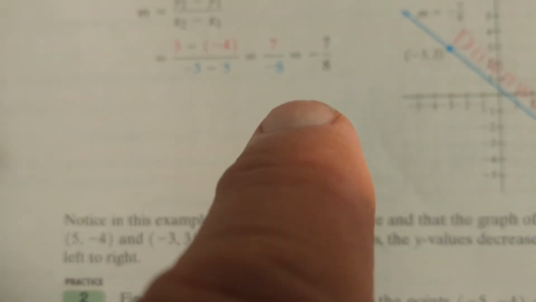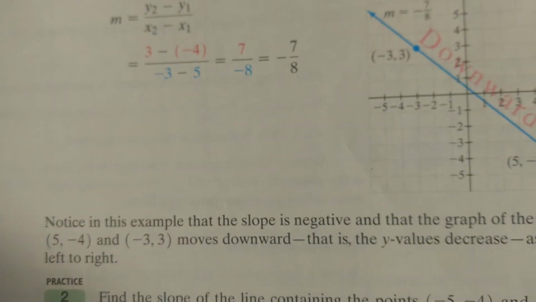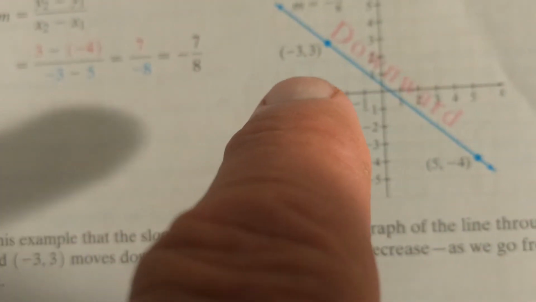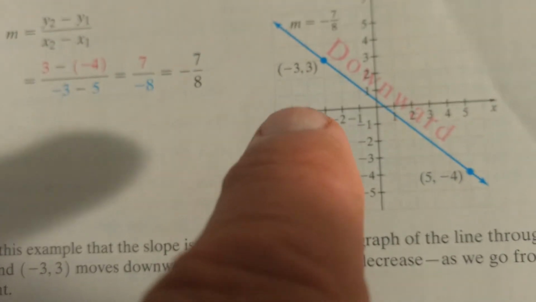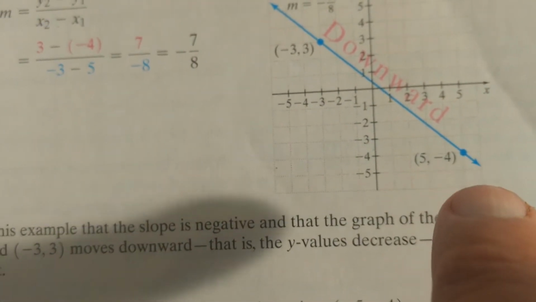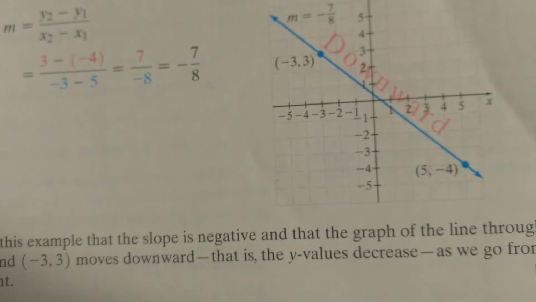So this would tell us we would go down 7 and to the right 8. And that's exactly what they do here. They take the point (-3, 3). As you look at it, they've gone down 7 and to the right 8. That's how they get the point (5, -4).